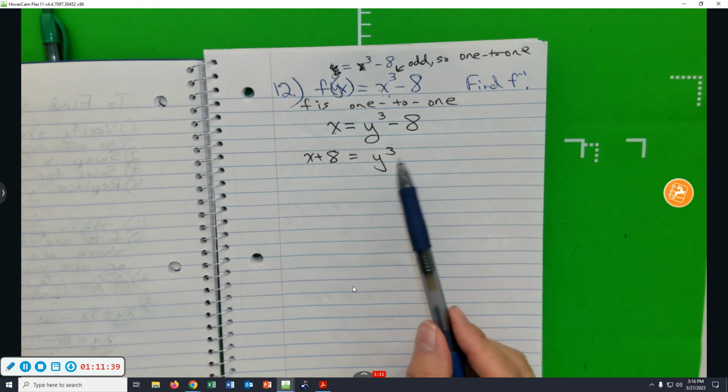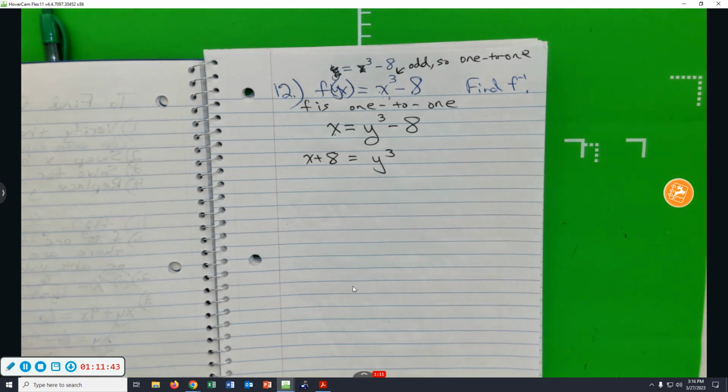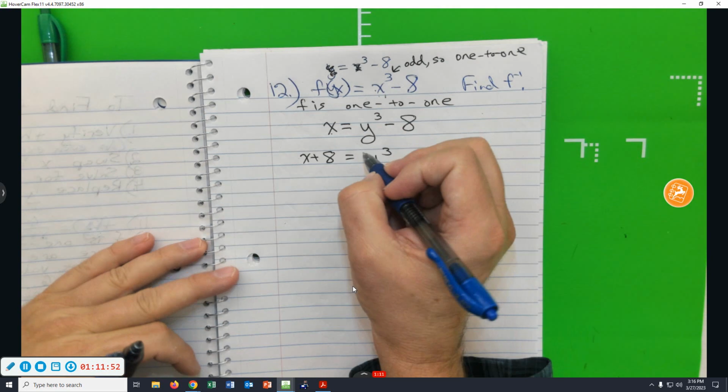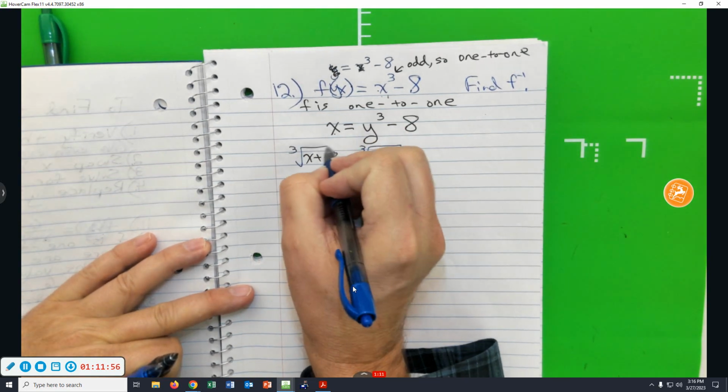What do we do to undo a cube? We just need y by itself. We're going to have to do something to both sides. What are we going to do? Not square root, but cube root. We're going to cube root both sides. That's what you were thinking.